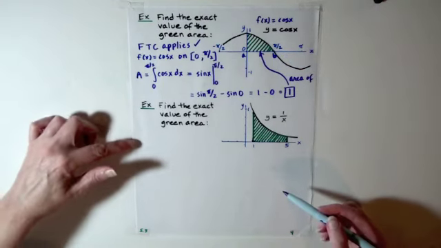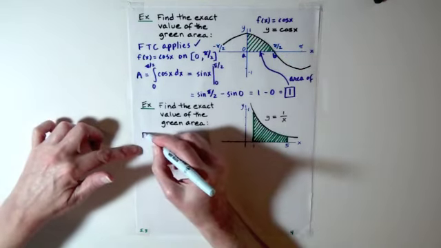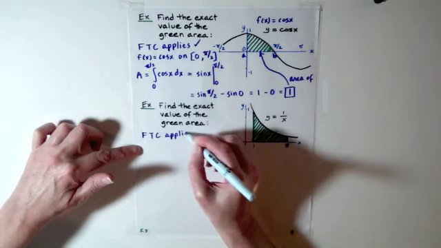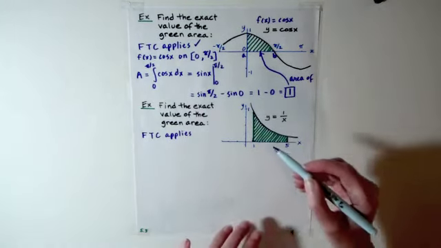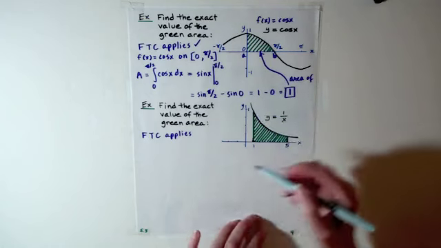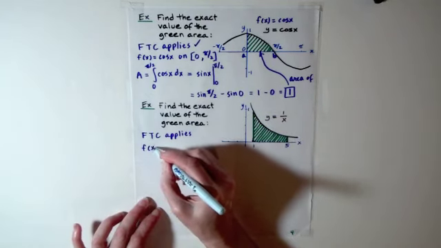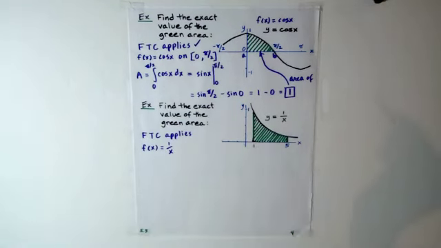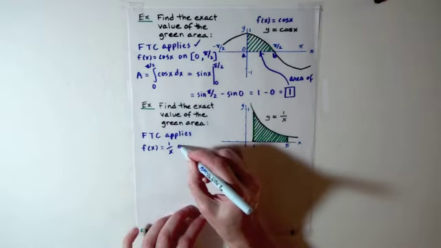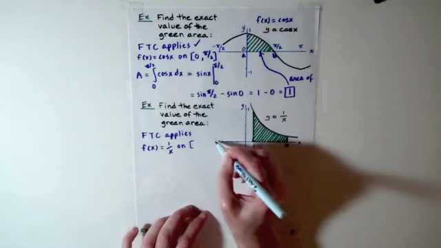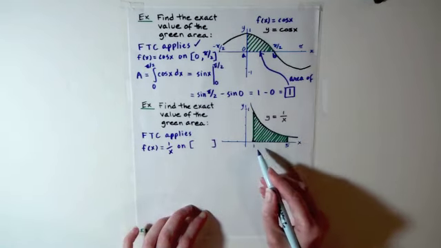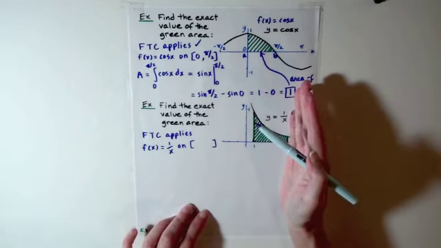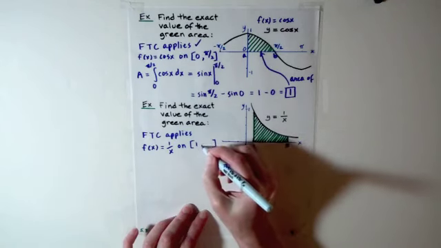Okay, let's look at the next example. First, we'll just check that the fundamental theorem of calculus actually applies here. So let's see if it does. We're looking at the function f of x equals 1 over x, which is not continuous everywhere, but what interval are we considering? We're considering just the interval from 1 to 5, because we're only finding the area under the curve starting at an x value of 1 and ending at an x value of 5.